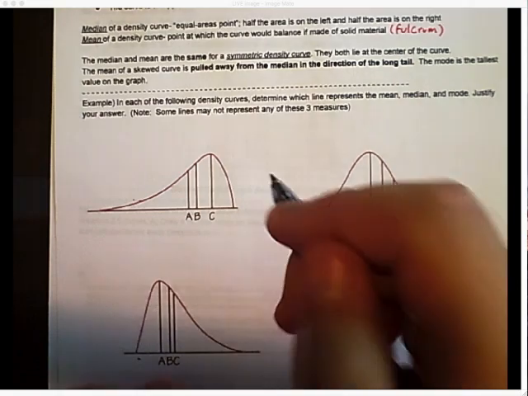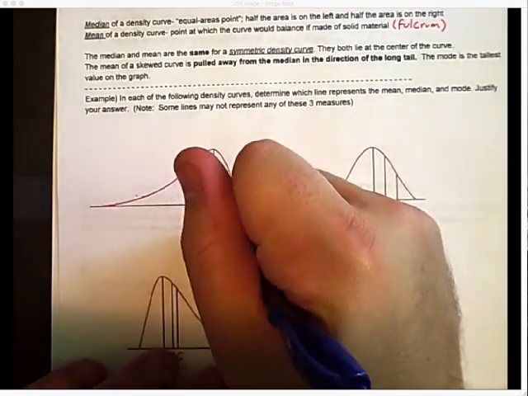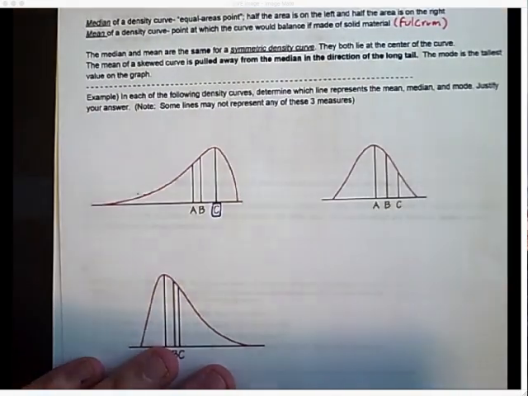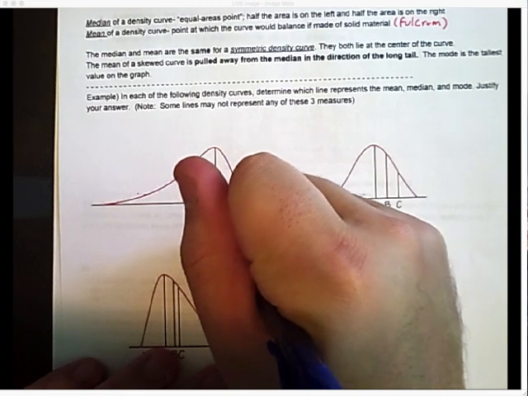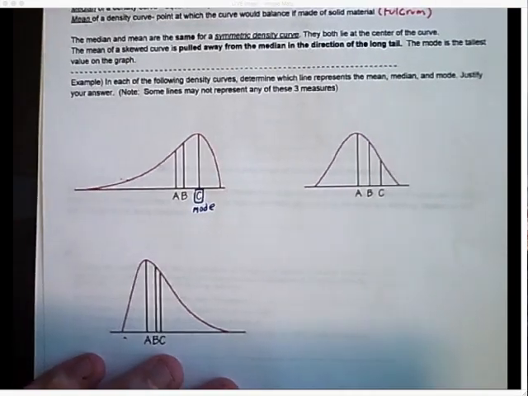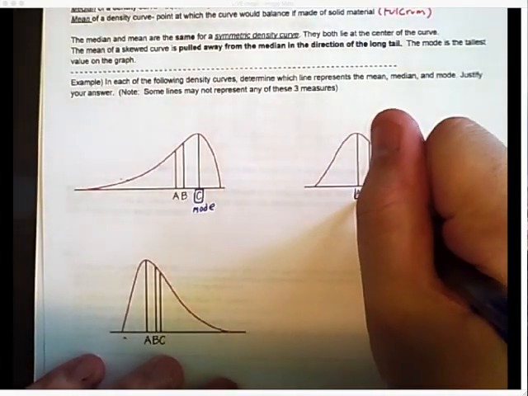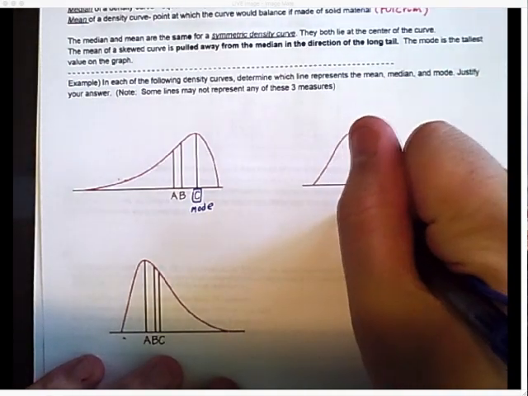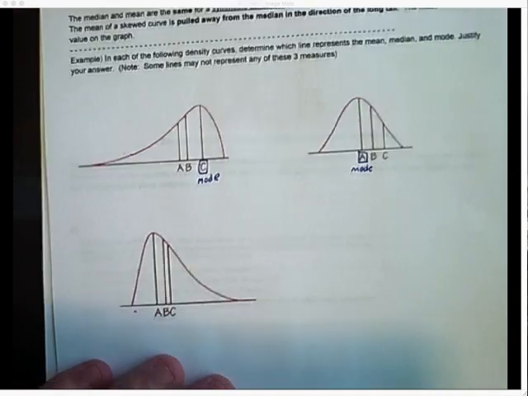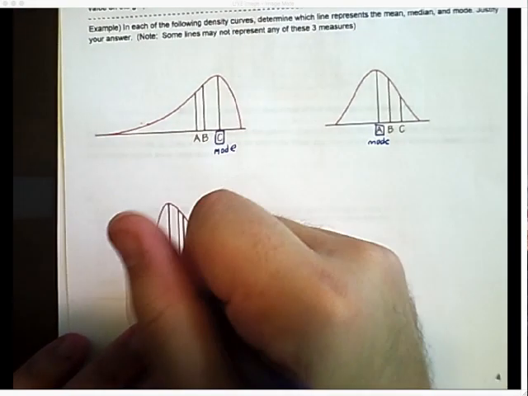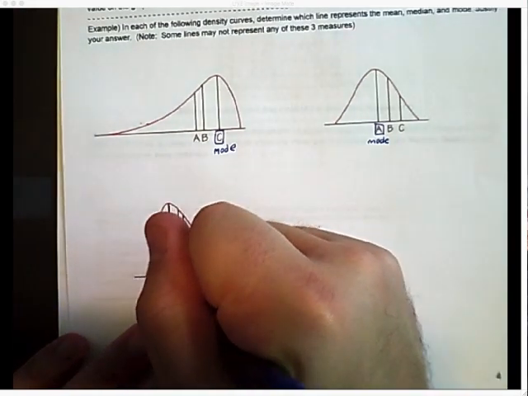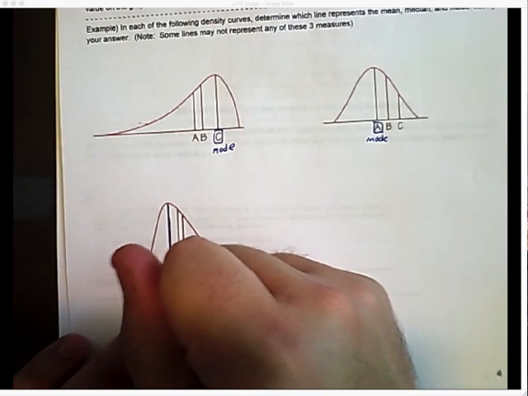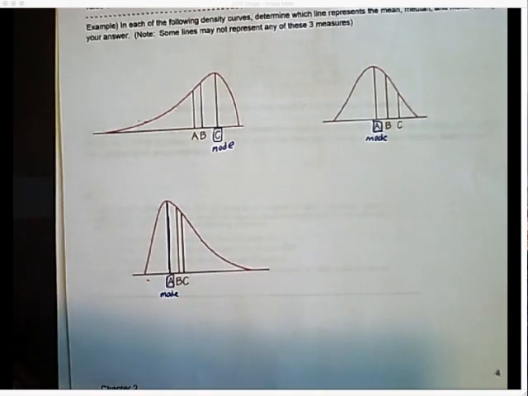Okay. So let's start with the mode. The mode is the high point in the graph. So in this first graph, that's definitely the mode. In the second graph, that point is the highest, so it's also the mode. And in the third graph, this is the high point in the graph, so point A is the mode, because it's the high point.